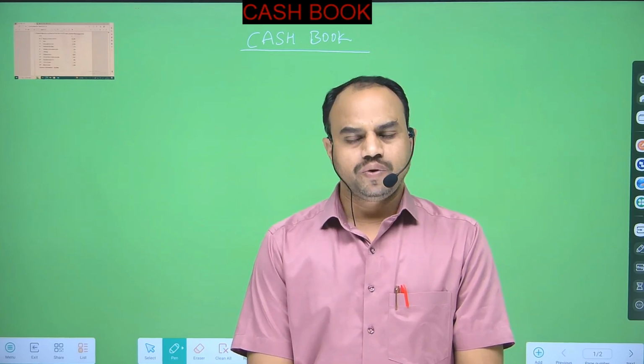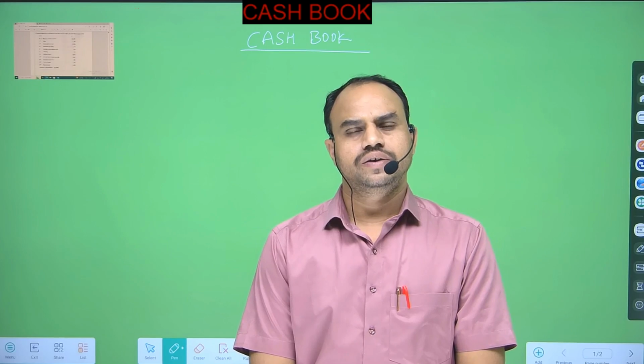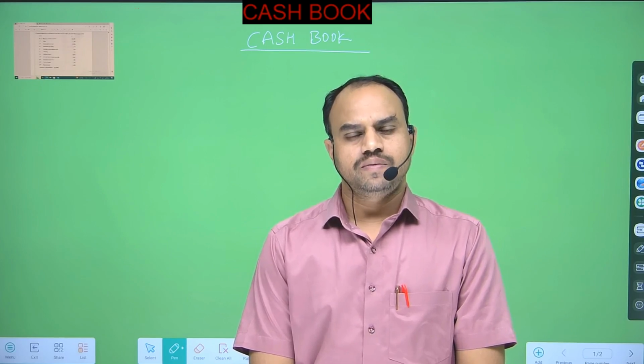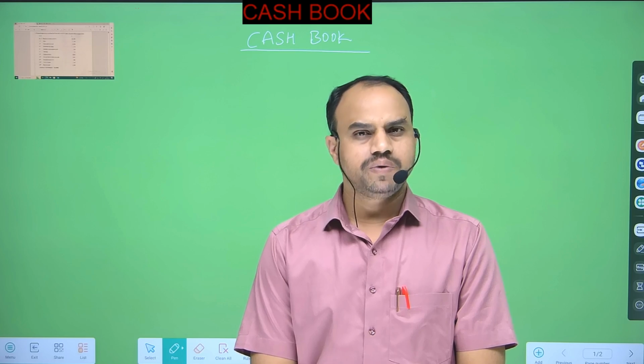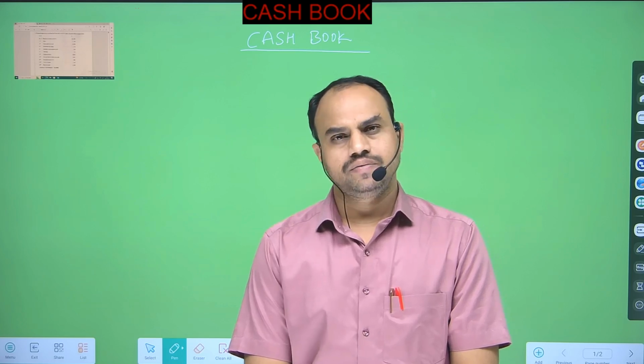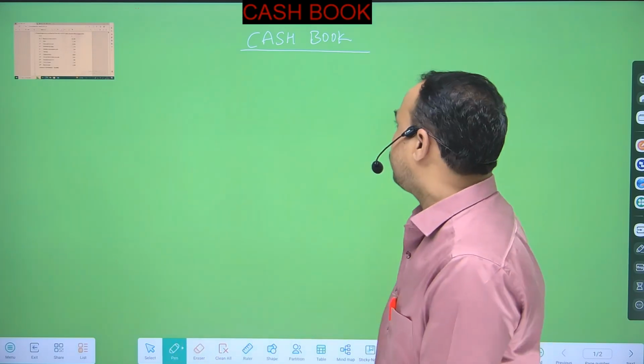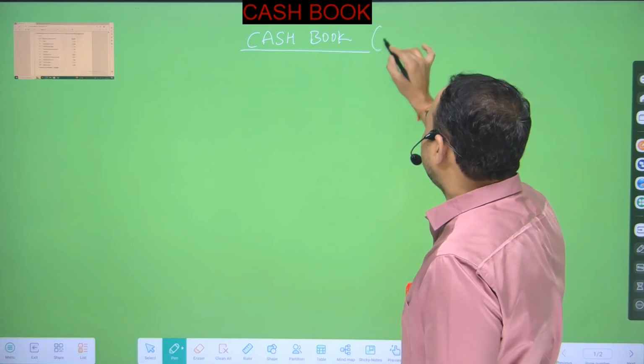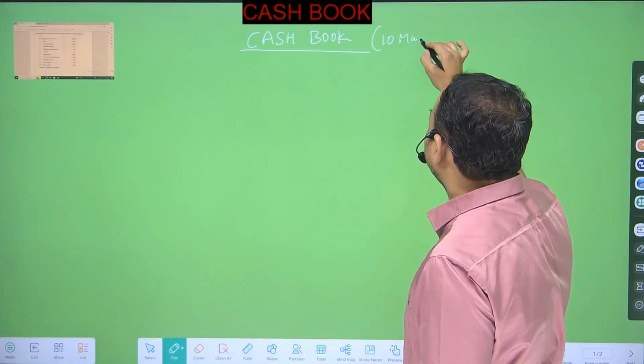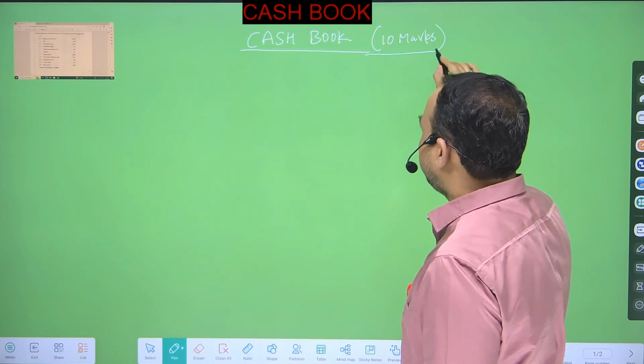Today I am going to explain you a new chapter, cash book. Compulsorily you are going to get one problem from this chapter. For intermediate level, 10 marks, you will get one problem from this chapter. 10 marks problem, very important. Okay, so we will learn now.